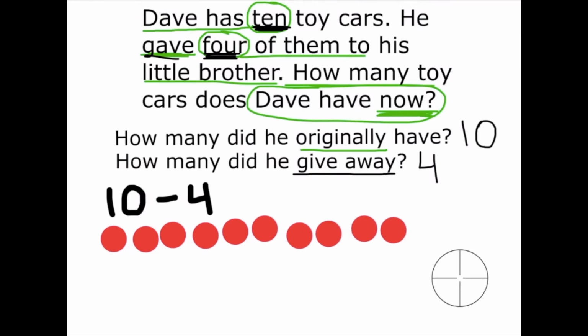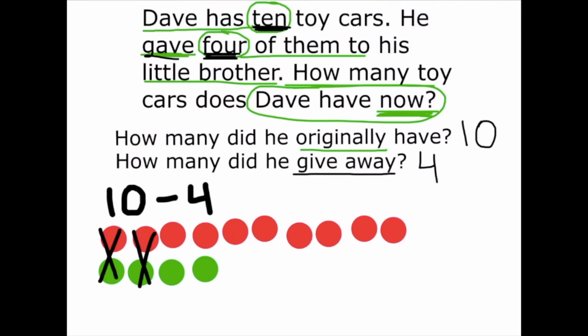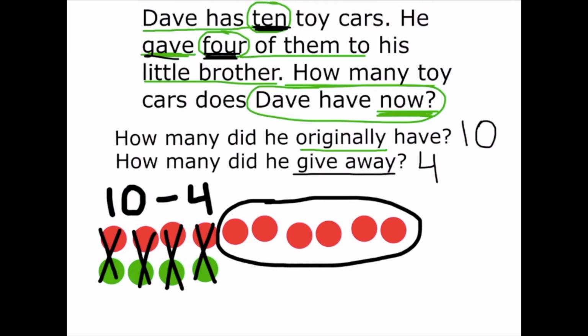As you can see, we've drawn out 10 counters representing the number of toy cars he originally had before he gave them away to his brother. Now we've drawn out 4 counters representing the number of toy cars that he gave to his brother. We can cross out 4 counters from the original 10 cars because he gave away 4 to his little brother, and so now he doesn't have those 4 toy cars in his original collection of 10 toy cars.